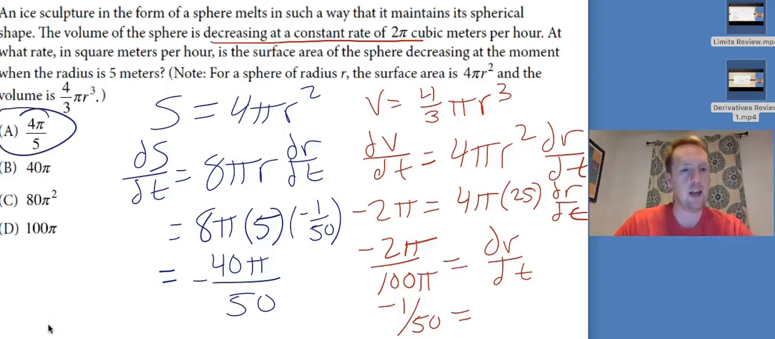which simplifies to just 4 pi over 5. You might be wondering, where'd the negative go? Well, they said, at what rate is it decreasing? So that implied the negative sign. The negative sign would be redundant, so we didn't need it both times.